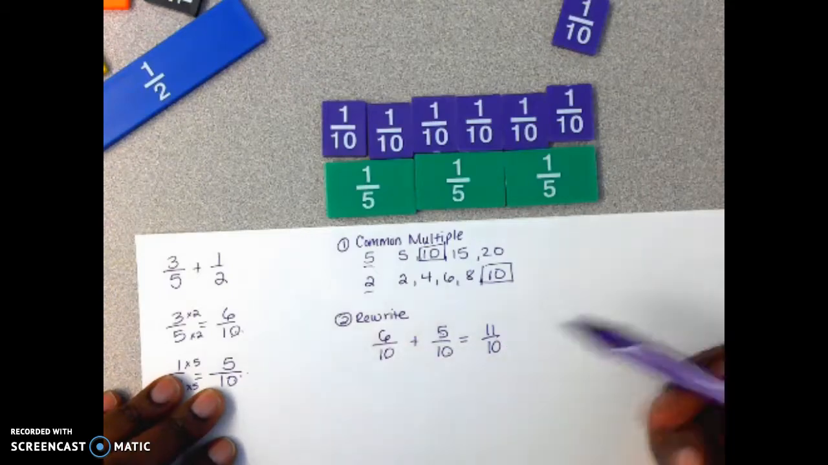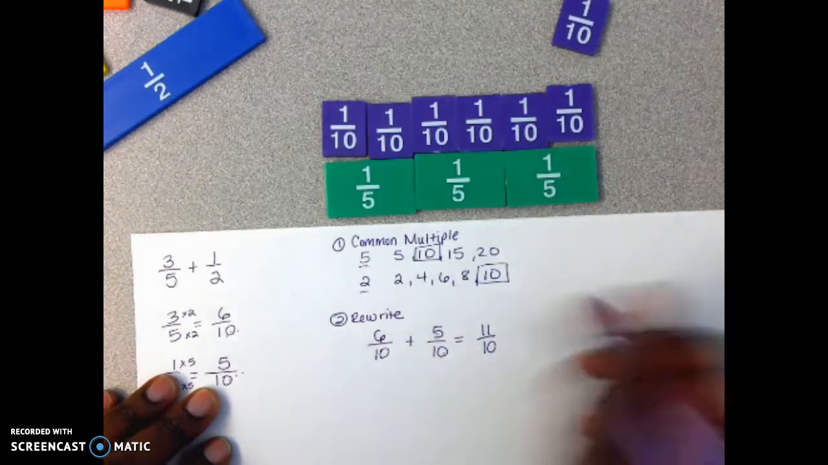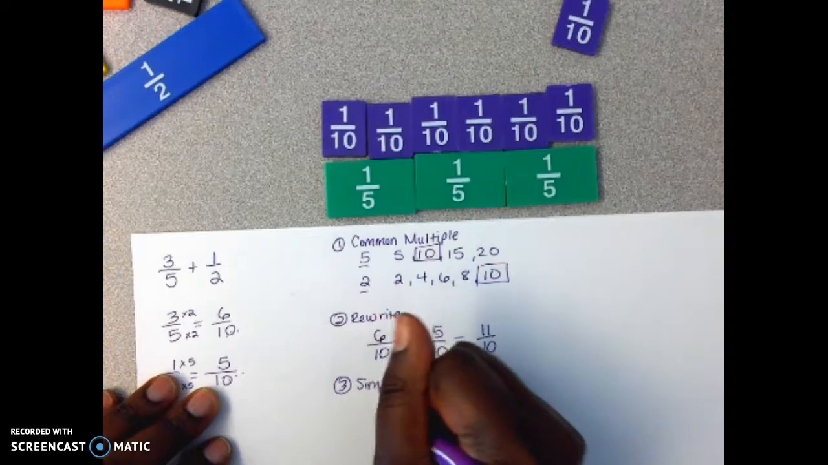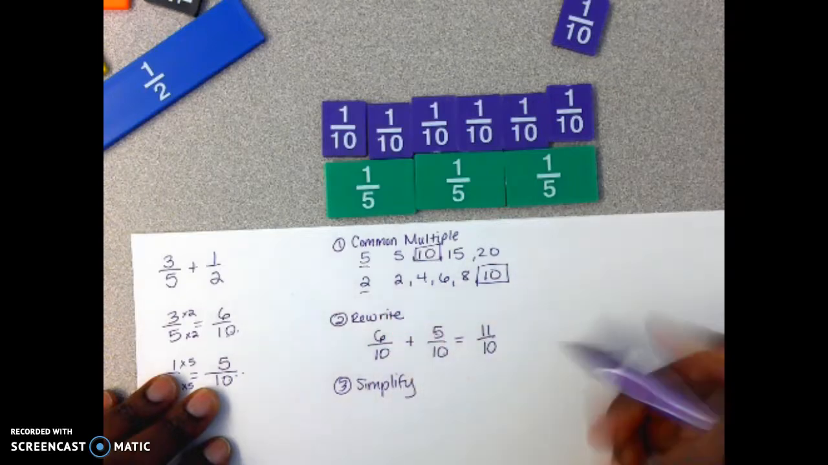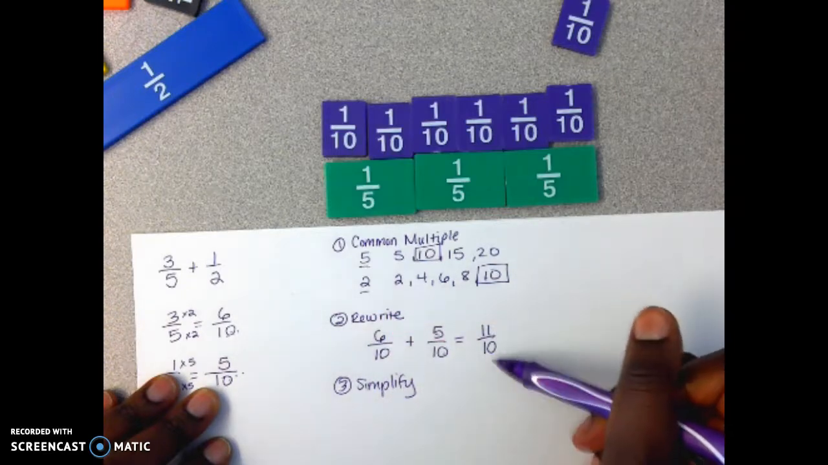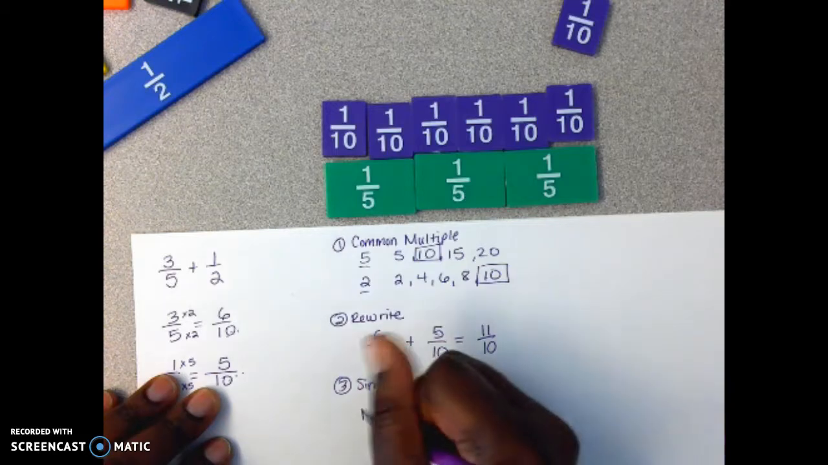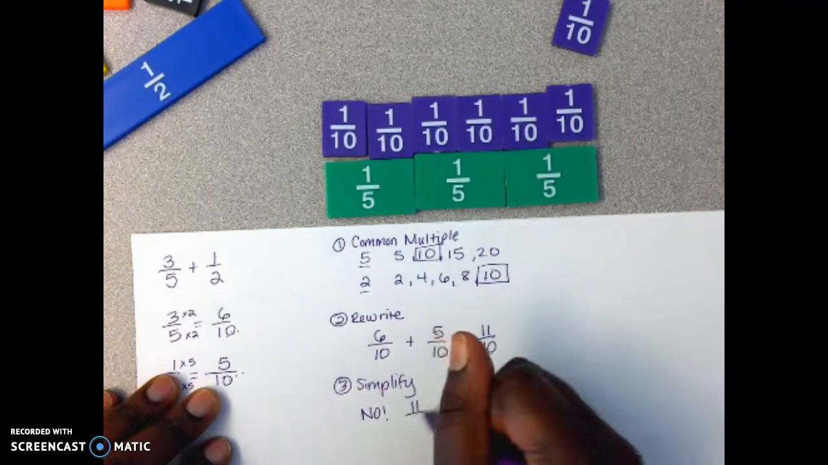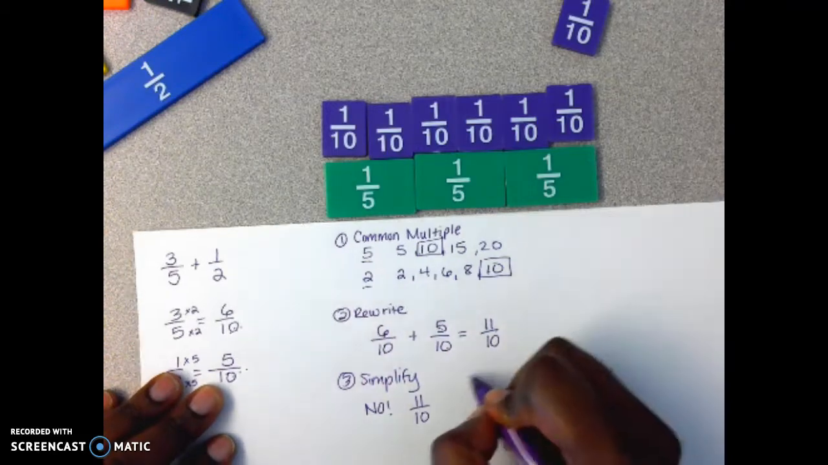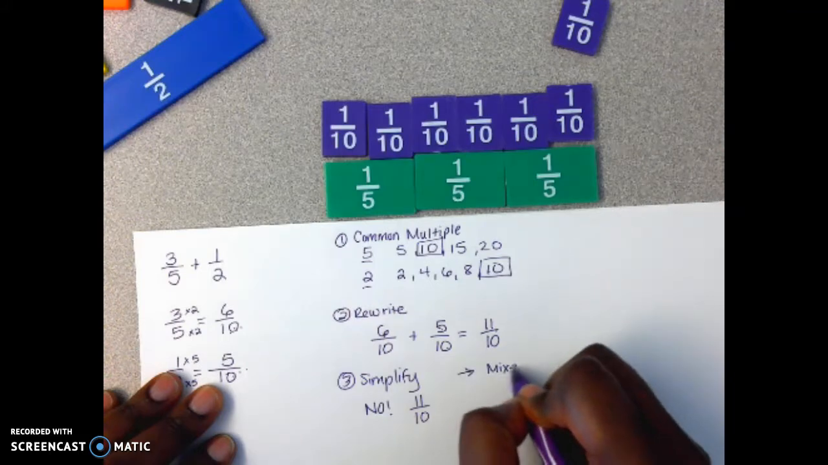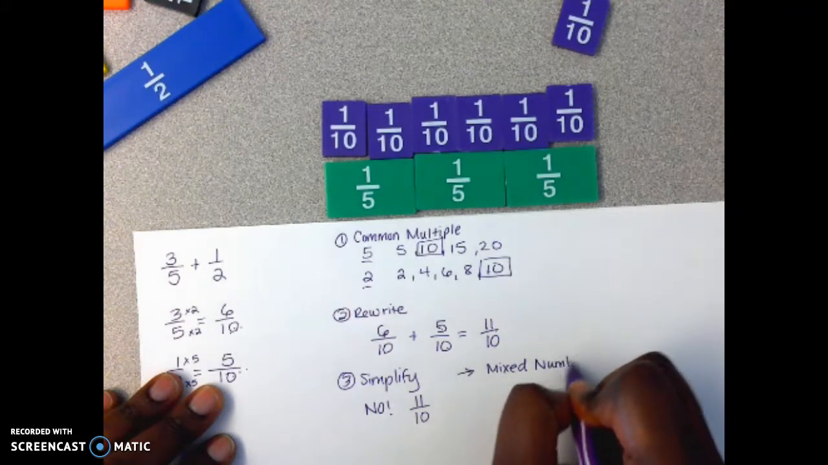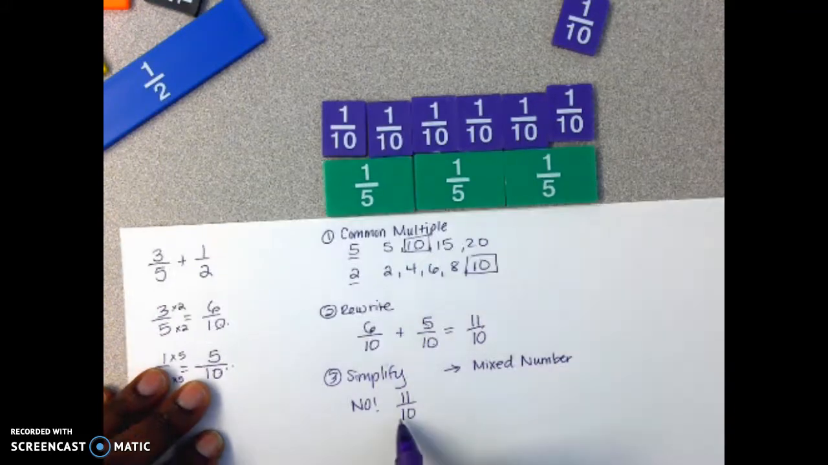But this is a fraction greater than 1. Am I able to simplify it? Can I break this in half? Can I break it in thirds? Can I make this any simpler than the way it's written? The answer is no. So we have 11/10. Can I write it as a mixed number if I wanted to? Remember, a mixed number is a whole number and a fraction. I think that I can.